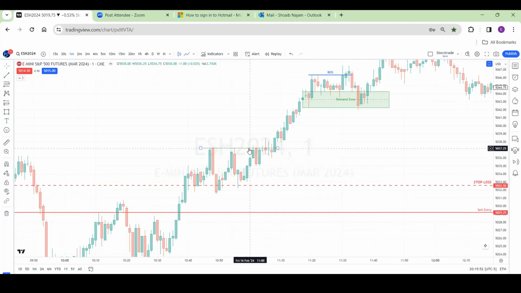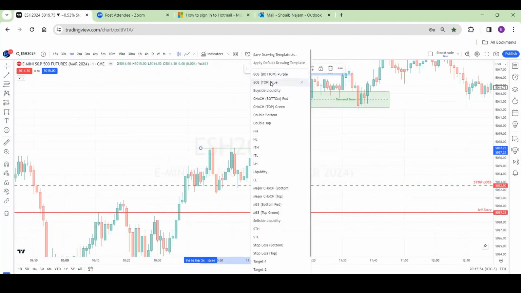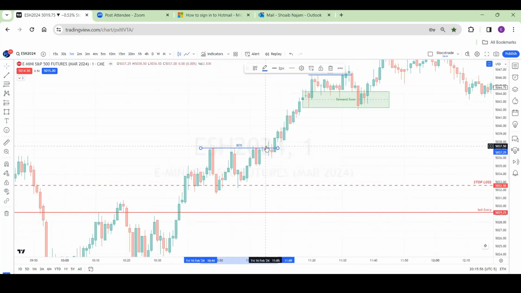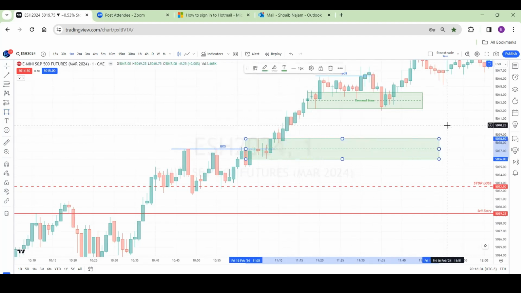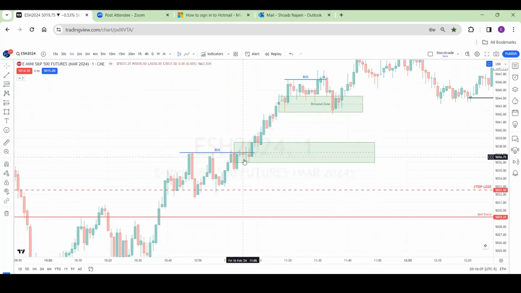If you see the previous break of a structure, and after that there is a consolidation, 1, 2, 3, 4 doji candles, 4 base candles. So this is your demand zone, where you have consolidation, where you have a fight. That is also your demand zone or supply zone. Remember this.